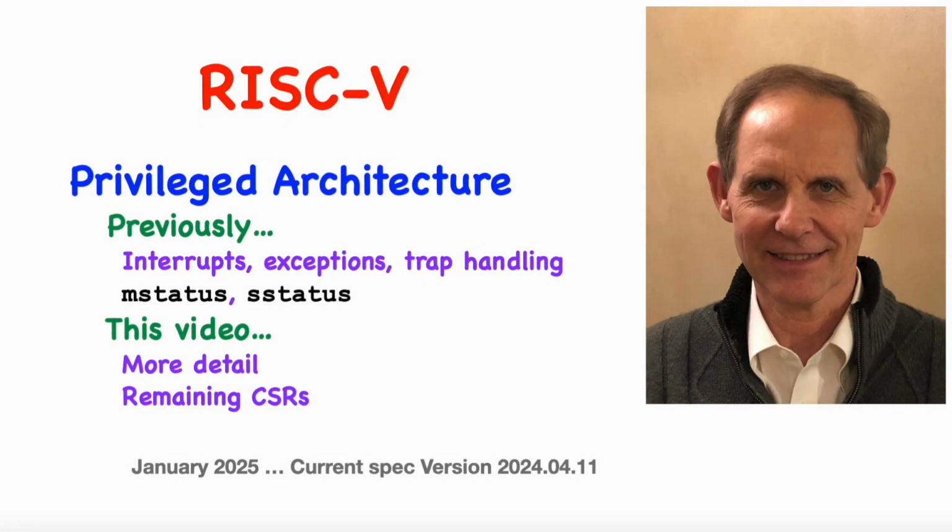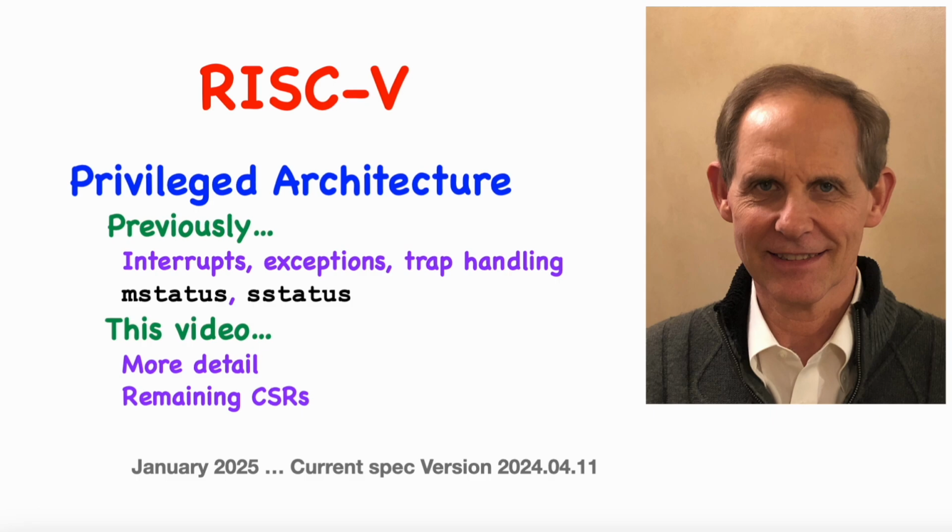Welcome to another video in a series on the RISC-V architecture. In previous videos, we talked about interrupts and exceptions and described how traps are handled, both in machine mode and supervisor mode. And we also went over all the fields in the mstatus and the sstatus registers.